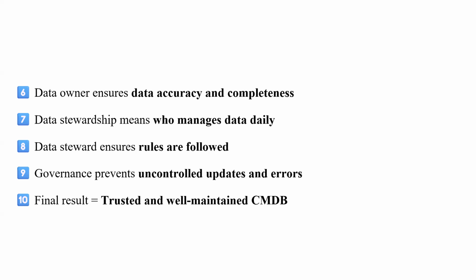Ninth one, governance prevents uncontrolled updates and errors. So data governance controls how data is updated and prevents mistakes. For example, without governance, multiple users can create duplicate or incorrect CIs, leading to confusion. Next, the final result is a trusted and well-maintained CMDB. The goal of data governance is to maintain clean and reliable data. For example, an accurate CMDB helps in faster incident resolution and better decision making.